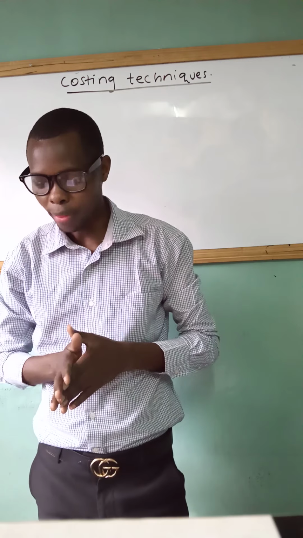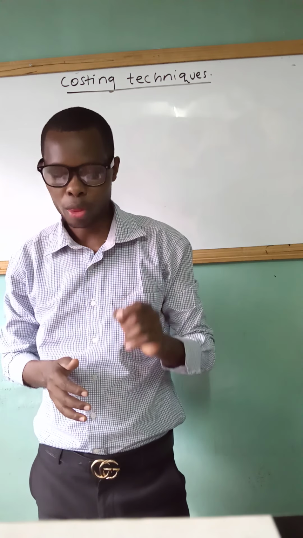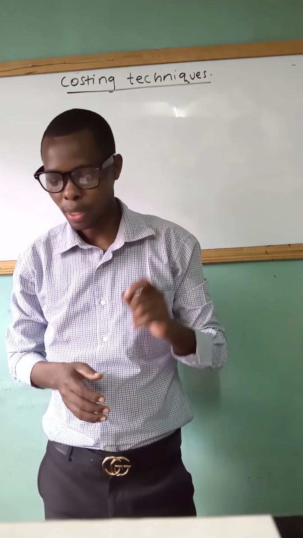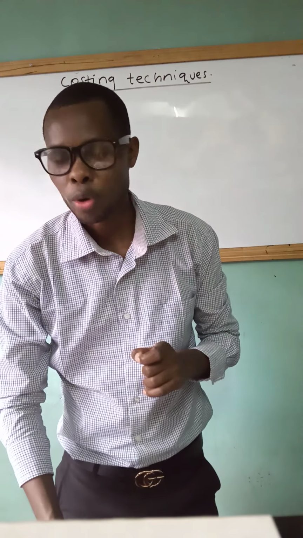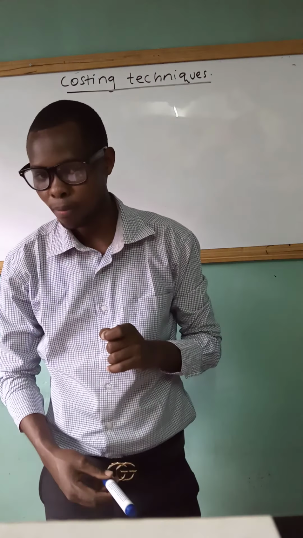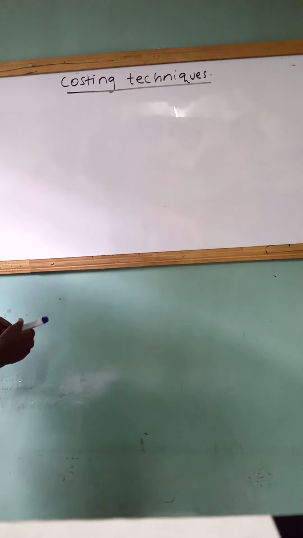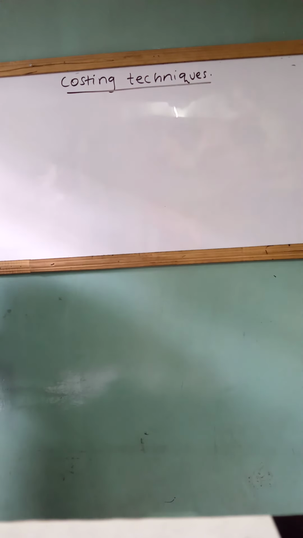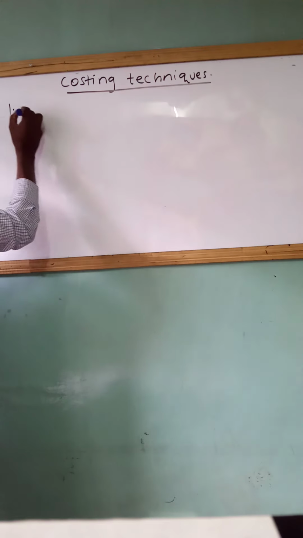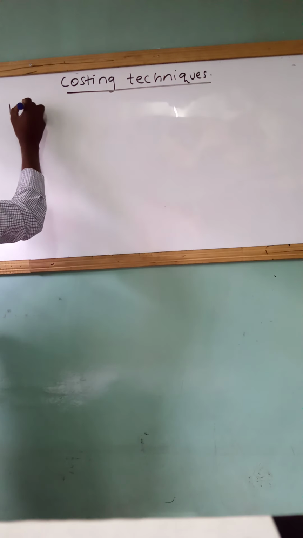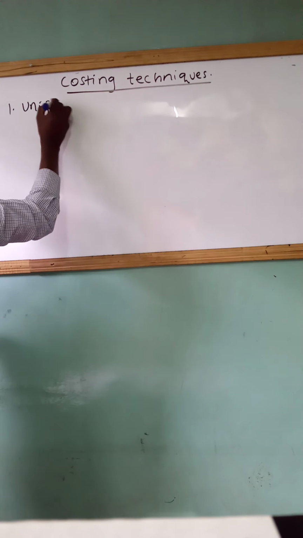Alright, now there are different techniques or methods that we use to calculate the cost of production or the cost of producing an item. So we'd like to highlight these methods just as we said during our last lesson, and then we are going to see what each entails. So the first costing method or the first costing technique is what we call uniform costing.